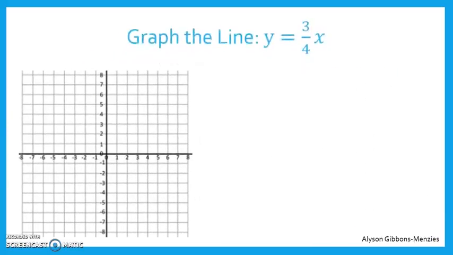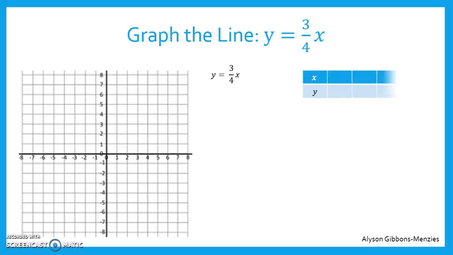Okay, next. A little bit more difficult this time because we've got a fraction before the x. Graph the line y equals 3/4 x. Okay, again we make a table and I'm going to start with x equals 0. So y equals 3/4 times 0, again y equals 0.